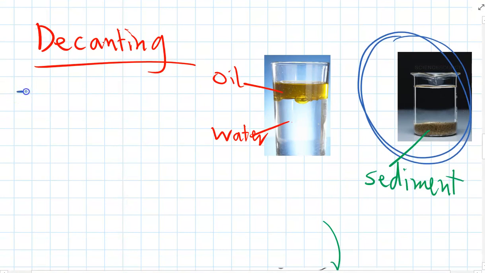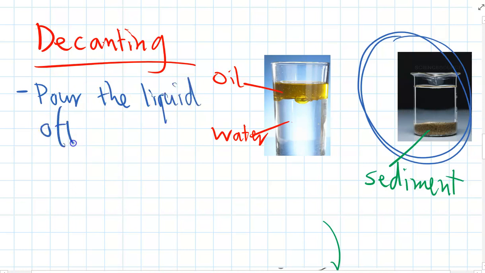So in decanting, you pour the liquid off another material, which could be anything that's settled at the bottom.